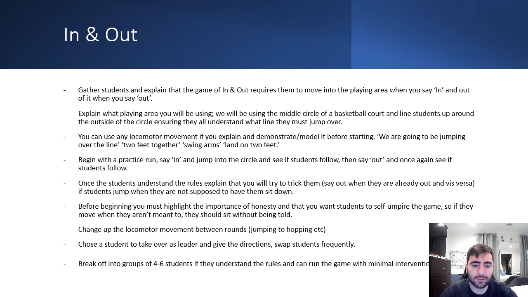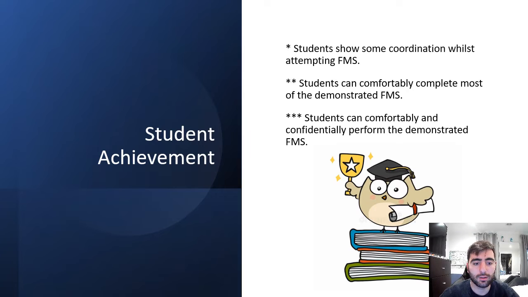So that's the basics of the game. We can change the fundamental movement skill that the students will be learning. So we can change it to hopping, demonstrate what hopping is. When I say in, they must hop into the circle, out, hop out of the circle. So once the group sort of understands the rules, I'd choose a student to take over, and then they would lead the group saying in and out, changing the fundamental movement skill. And then from there we can break off into smaller groups, but that is if the students are all understanding how to play.